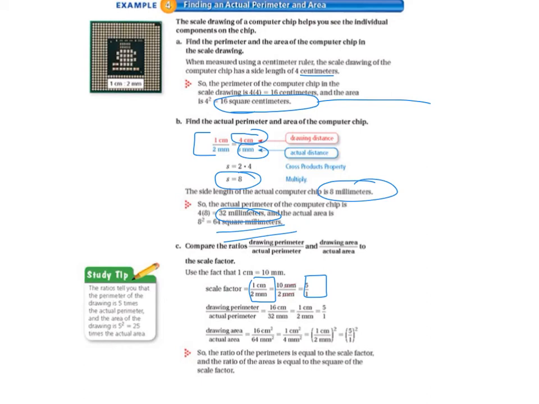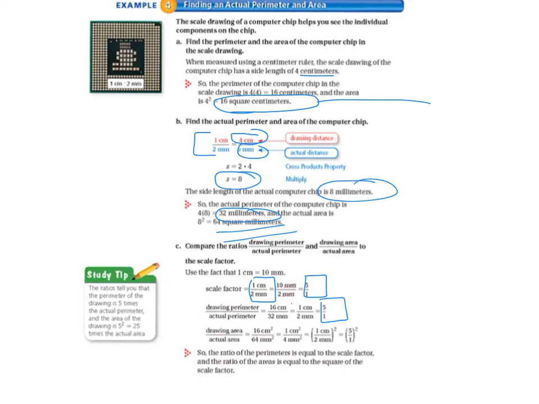And then we put our drawing perimeter over our actual perimeter, and our drawing perimeter was 16 centimeters. Our actual perimeter is 32 millimeters. So when we simplify, that comes out to 1 centimeter over 2 millimeters, which again simplifies down to a scale factor of 5 to 1.